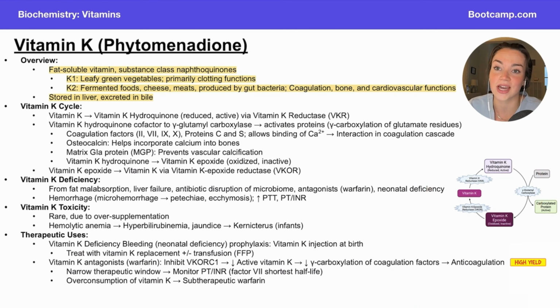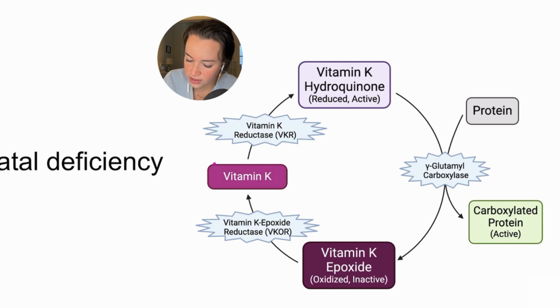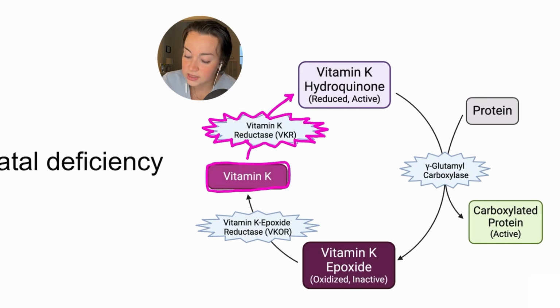So let's take a look at our diagram. All right, so we're going to start over here with our dietary vitamin K. And the first step of our vitamin K cycle is going to be an activating step via this enzyme here, vitamin K reductase. Vitamin K reductase is going to reduce vitamin K and turn it into this form here called vitamin K hydroquinone.